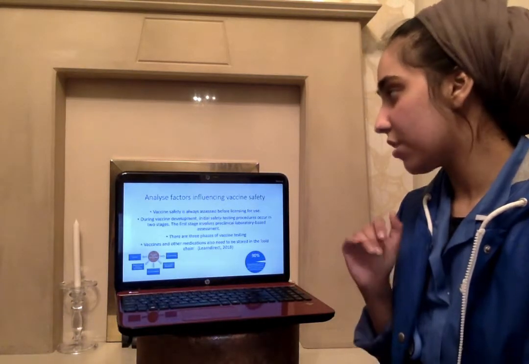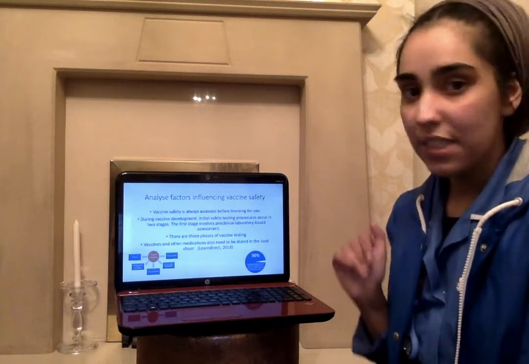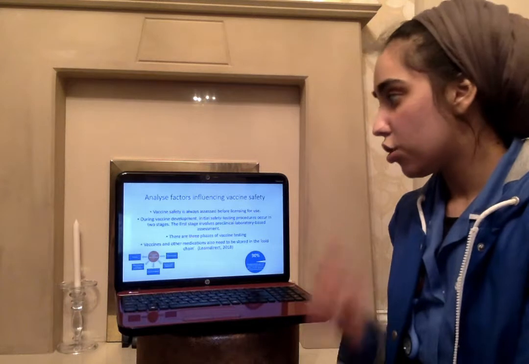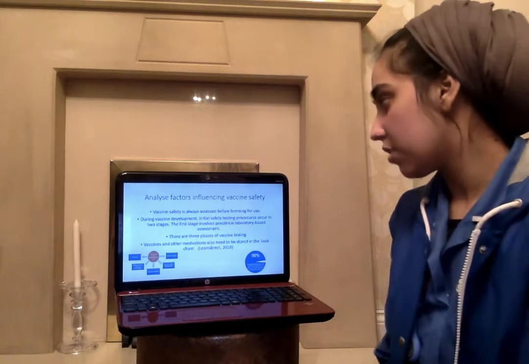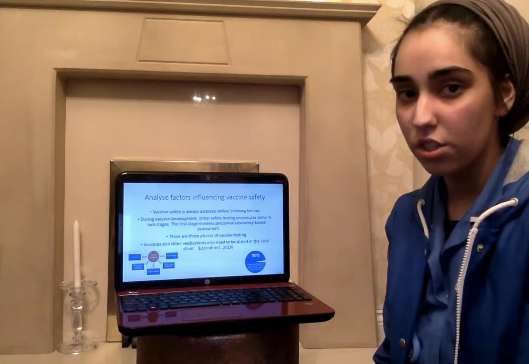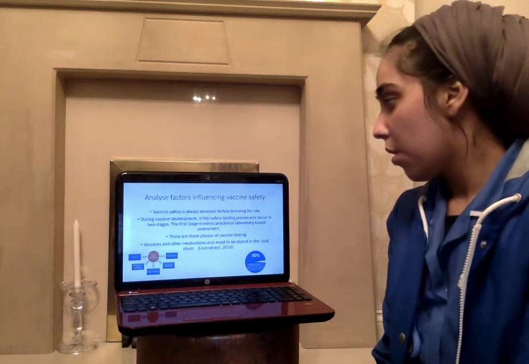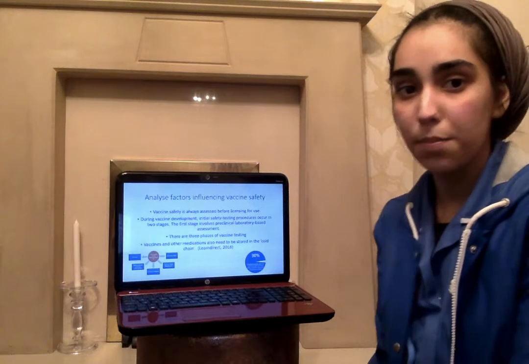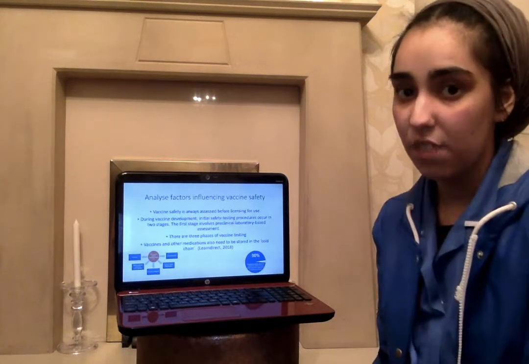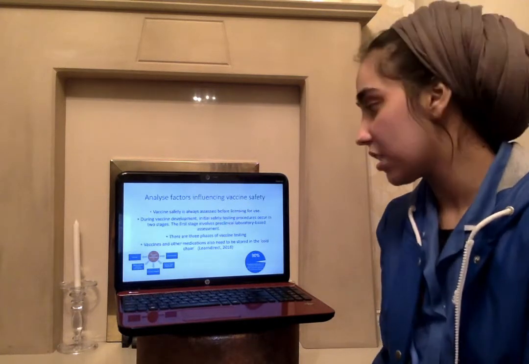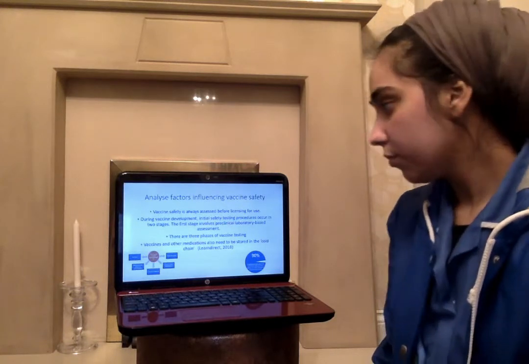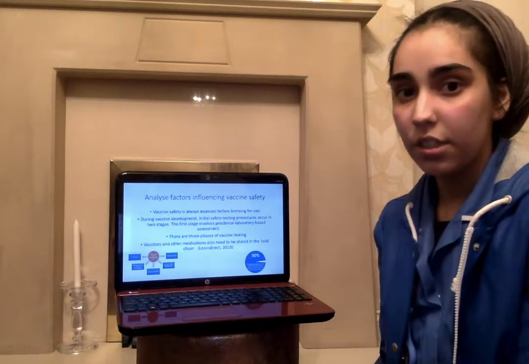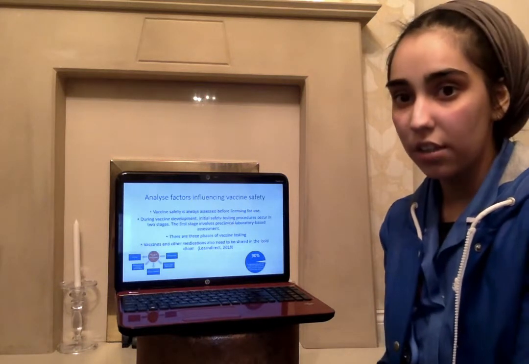Analyse factors influencing vaccine safety. So vaccine safety is always assessed before licensing for use. During vaccine development, initial safety testing procedures occur in 2 stages. So the first stage involves preclinical laboratory-based assessment. If a vaccine being tested fails the basic safety tests at the early stage, it will not progress to the clinical trials. Phase 1 is where the vaccine passes a preclinical assessment, then it can enter the clinical trials.